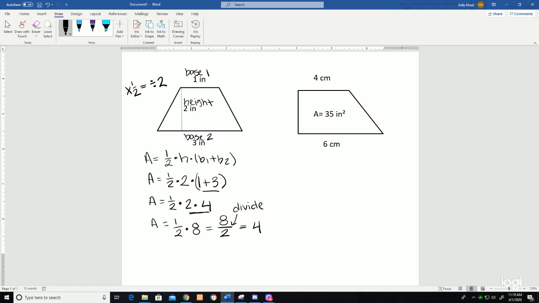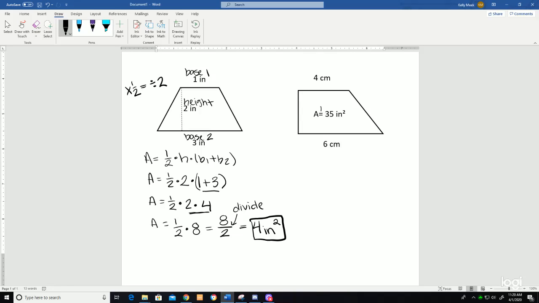So our units were inches, and we just multiplied inches times inches, so that means that it's going to be inches squared. So our final answer here is 4 inches to the second power. Now the other type of problem that you'll see here is they like to give you the area and they leave out the height or another piece of information that you need. So let's take a look at this one.